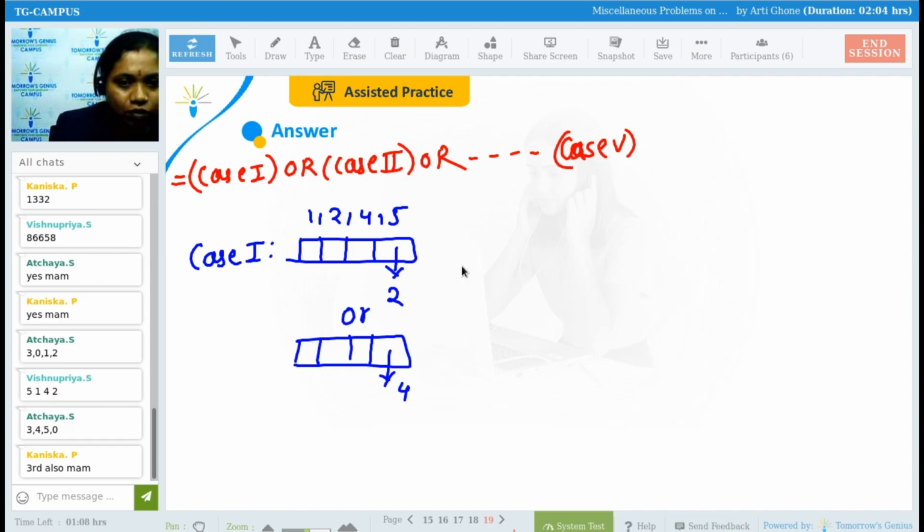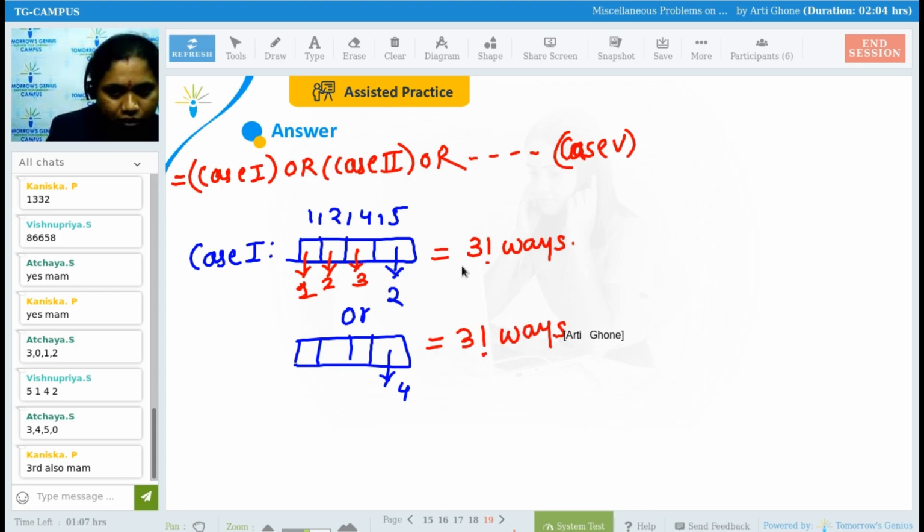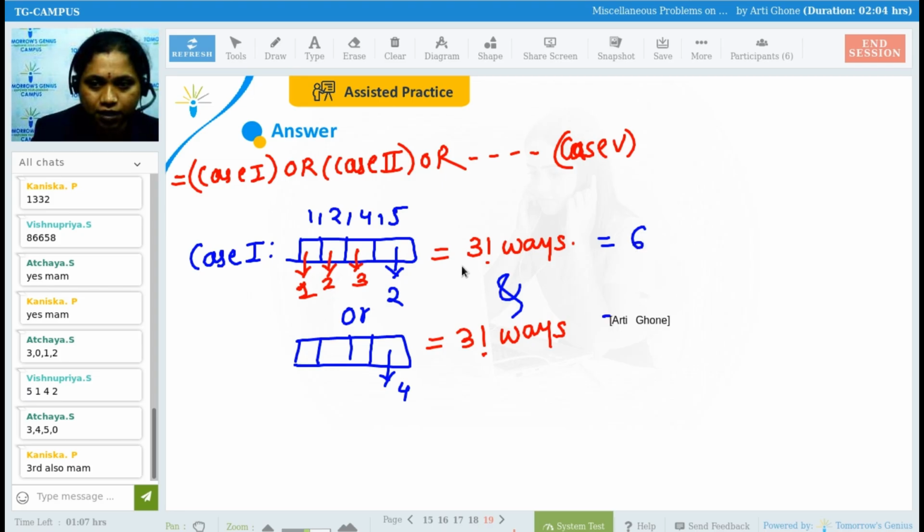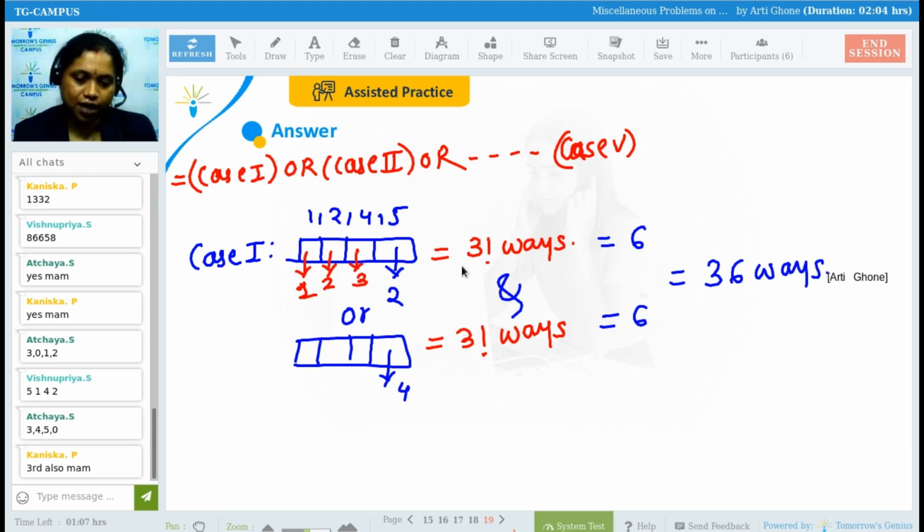So, number of ways of creating this: how many chances to fill this bracket now? 2 is already fixed. So these are 3 chances, 2 chances, 1 chance. So it is equal to 3 factorial ways. Similarly, here also it is equal to 3 factorial ways. Either this or this will occur, so the answer will be 6 into 6, which is equal to 36 ways. Clear? There are total 36 numbers.